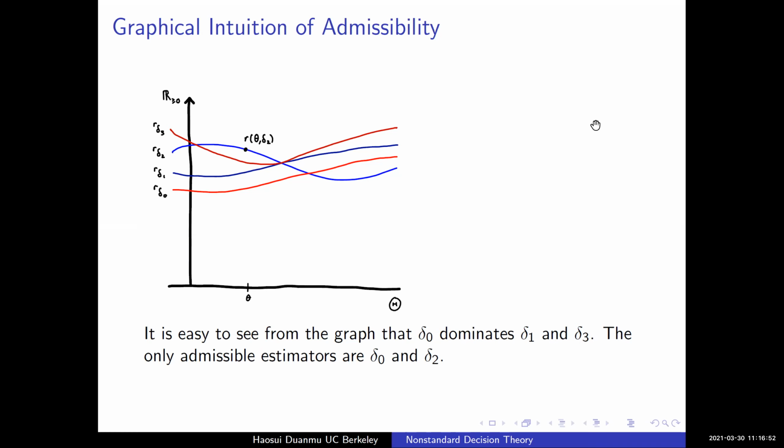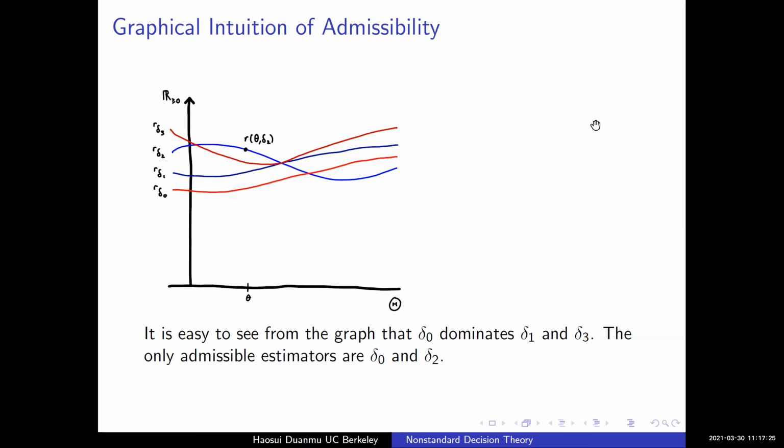So here is the graphical intuition of admissibility. Suppose we are considering a decision procedure, and I will let the x coordinate denote the parameter space theta, and the y axis denote the non-negative real line. And suppose we are considering four decision procedures: delta zero, delta one, delta two, and delta three. And I also draw their risk functions on this graph.